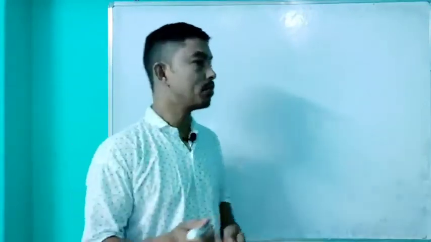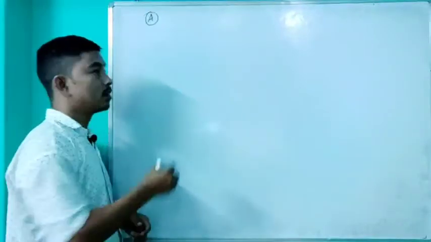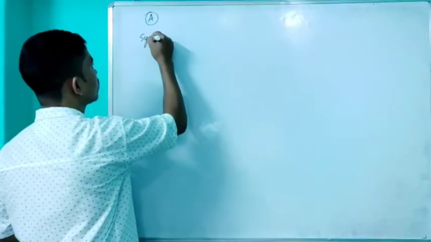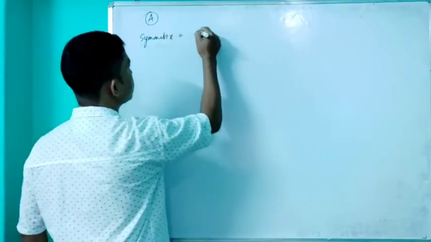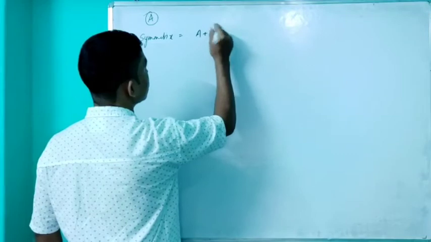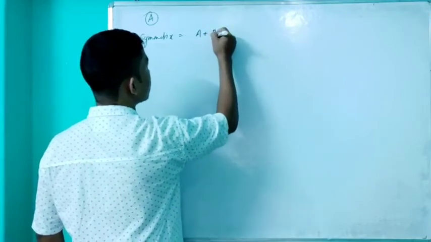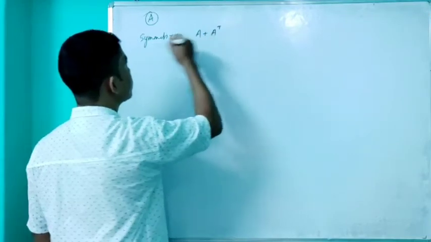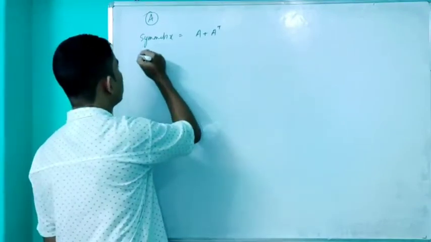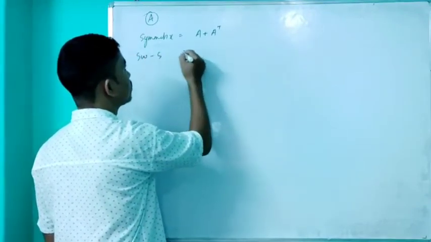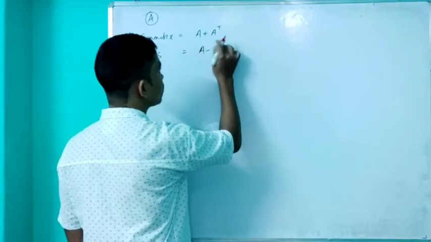Now one of the important properties related to symmetric and skew symmetric matrices is this: if A is the given matrix, then the symmetric matrix is given as A plus A transpose. Okay, so this gives me the symmetric matrix, and the skew symmetric matrix is given as A minus A transpose.